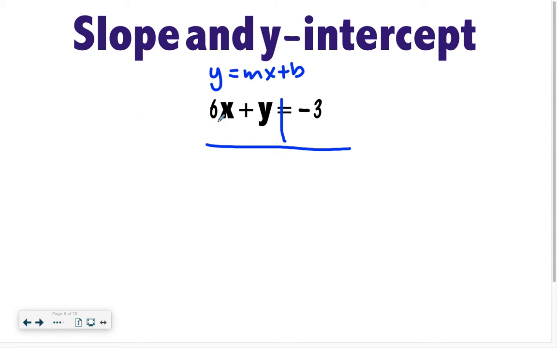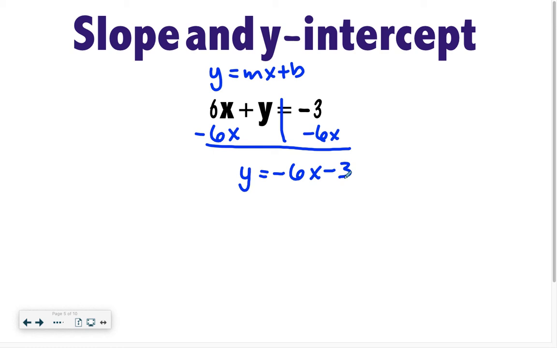So how do I move this 6x? I have a positive 6x here, so to move it, I would subtract 6x from both sides. So I have y equals, and then some of you are going to be tempted to combine these, but this 3 doesn't have an x, so I can't put them together. So I'm just going to write negative 6x minus 3. That's as simplified as you can get, okay?